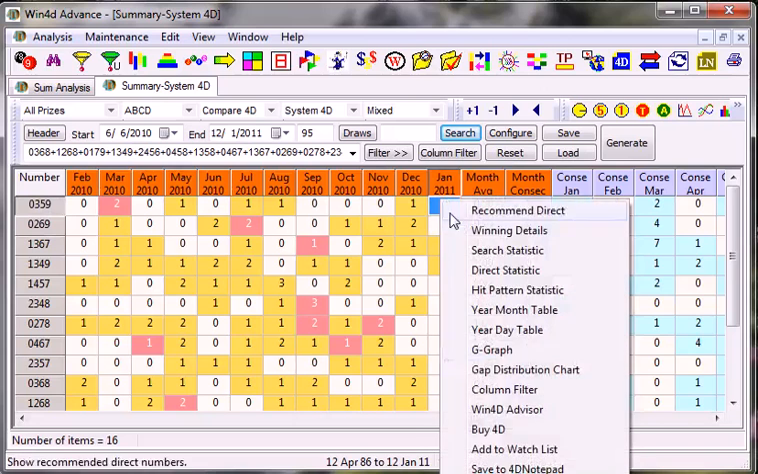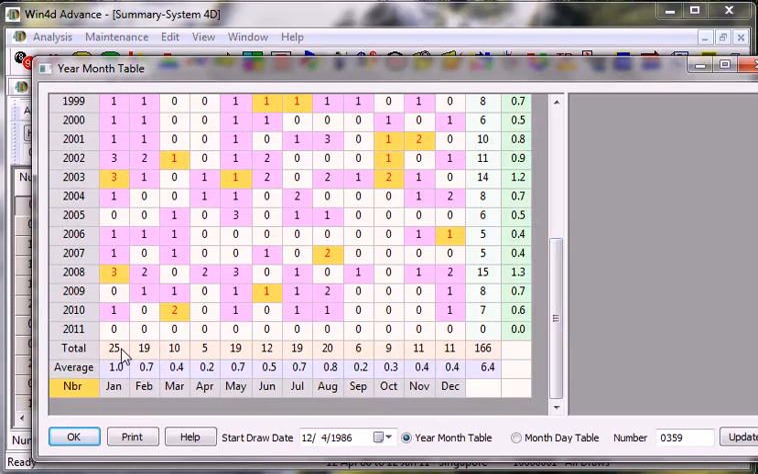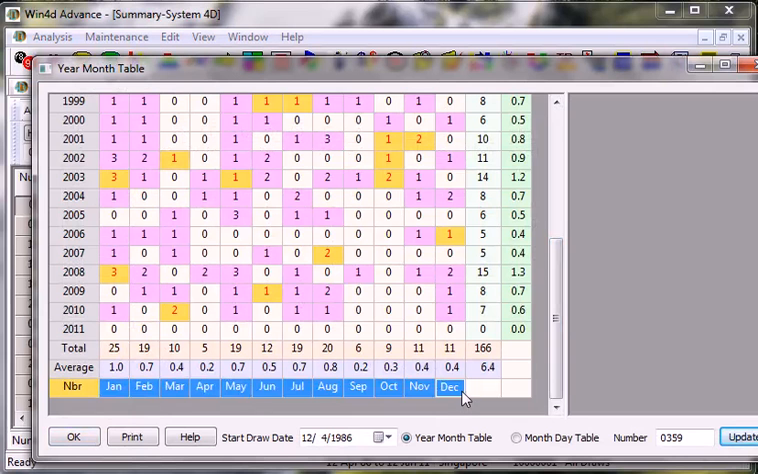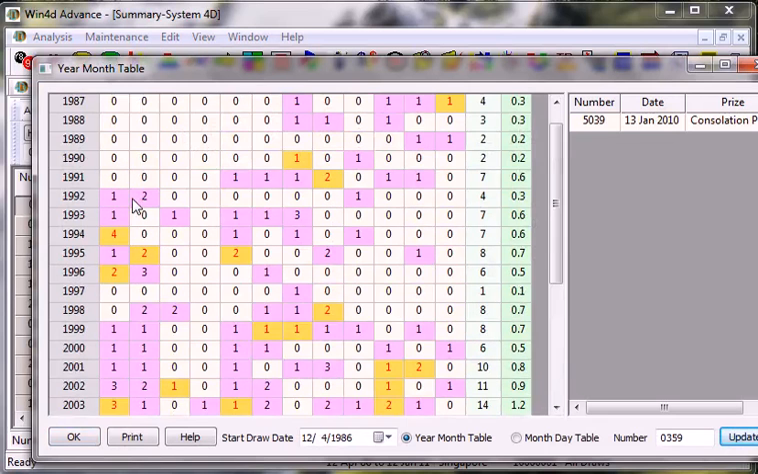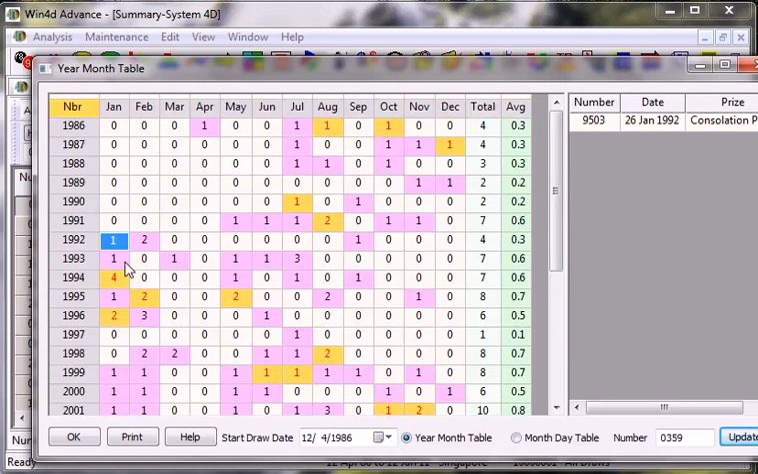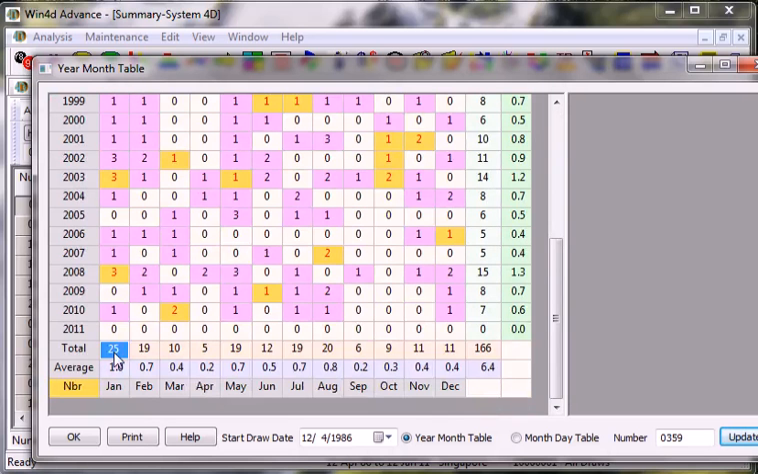What I mean by season, let's go into the year month table. As you can see, season means these are the numbers that frequently appear out of all the 12 months from January all the way until December. January is one of the highest records. We have a total of 25 hits starting from the year 1992, and if you keep adding year by year, you'll come to a total count of 25. This coming weekend, if this number were to appear, it will be counted as 26.